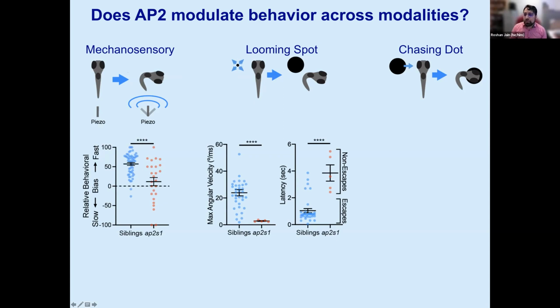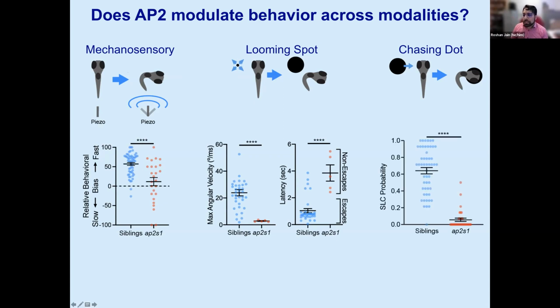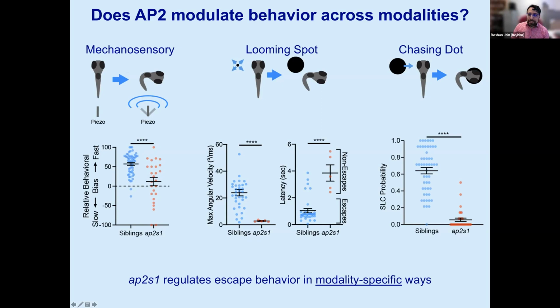They're not these fast startle behaviors here. And when we chase the fish around with a dot, we can sometimes evoke a fast startle response, this sort of fast escape, but a lot of the time it's definitely much reduced compared to their siblings. All right, so what this suggested is that there's even more complexity going on here with this same escape behavior, because it seems to be regulating how and when to do that behavior in very modality specific ways.